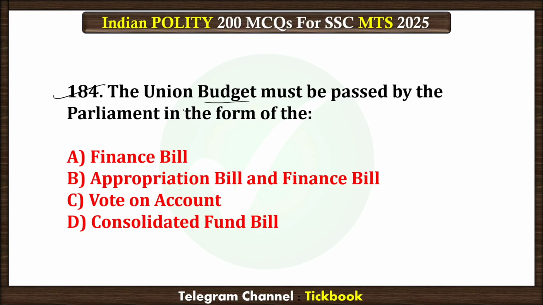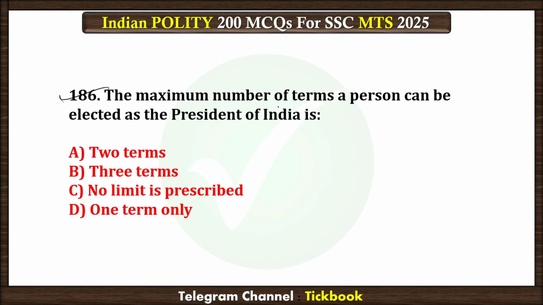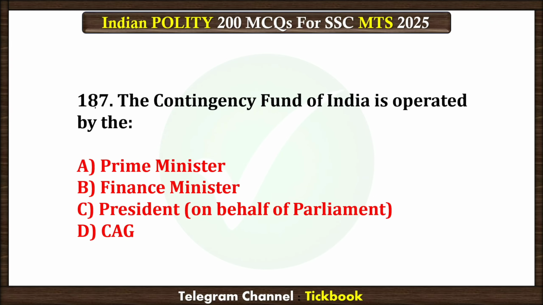184. The Union budget must be passed by the Parliament in the form of the, option B, Appropriation Bill and Finance Bill. 185. The power to establish a new High Court or extend the jurisdiction of an existing High Court to any Union territory is vested in the, option C, Parliament. 186. The maximum number of terms a person can be elected as the President of India is, option C, no limit is prescribed.